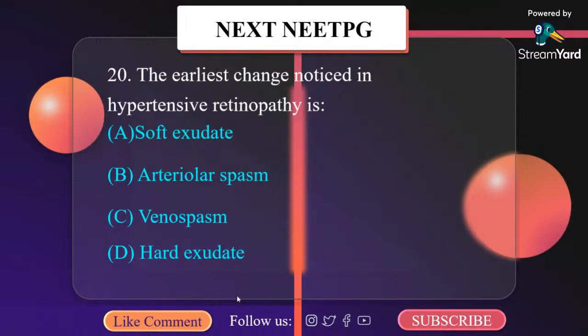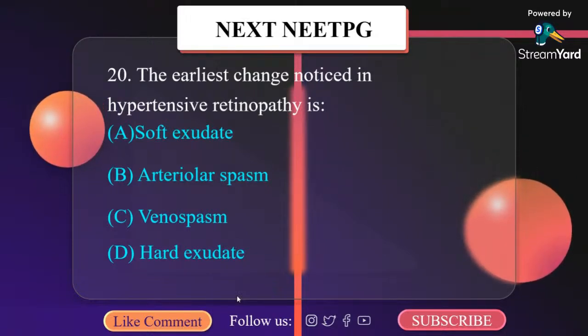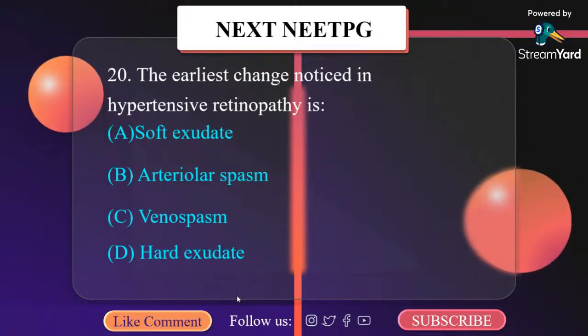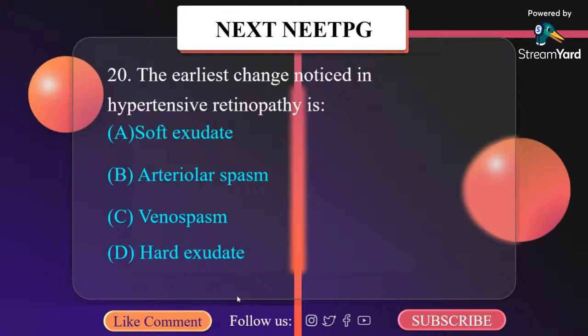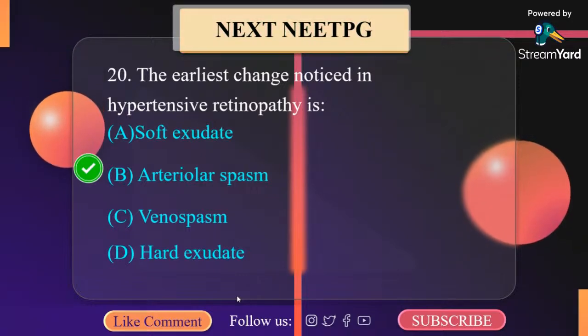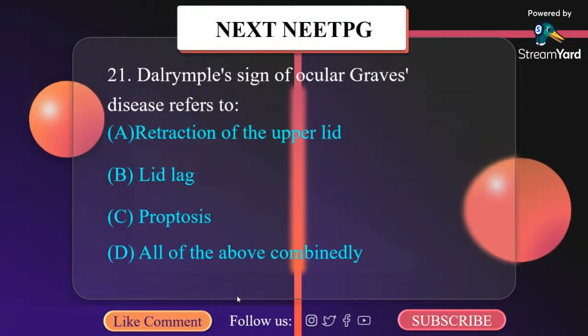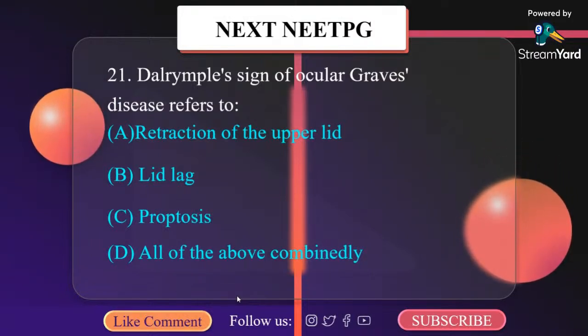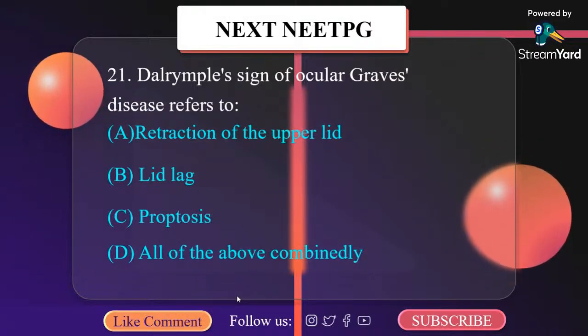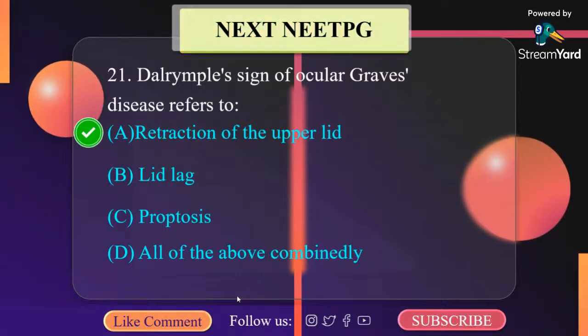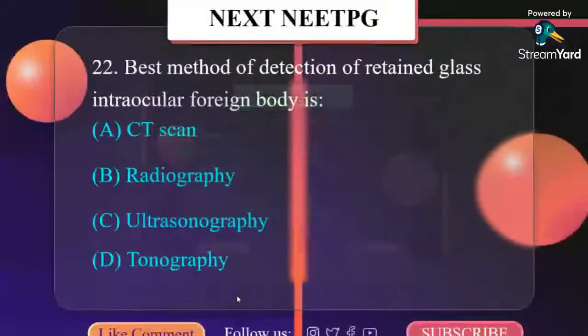The earliest change noticed in hypertensive retinopathy is: A. Soft exudate, B. Arterial spasm, C. Venospasm, D. Hard exudate. It is arterial spasm. Dalrymple's sign of ocular Graves' disease refers to: A. Retraction of upper lid, B. Lid lag, C. Proptosis, D. All of the above. It is retraction of upper lid.